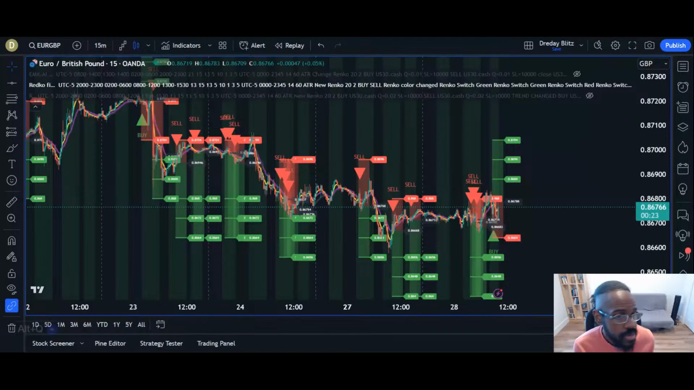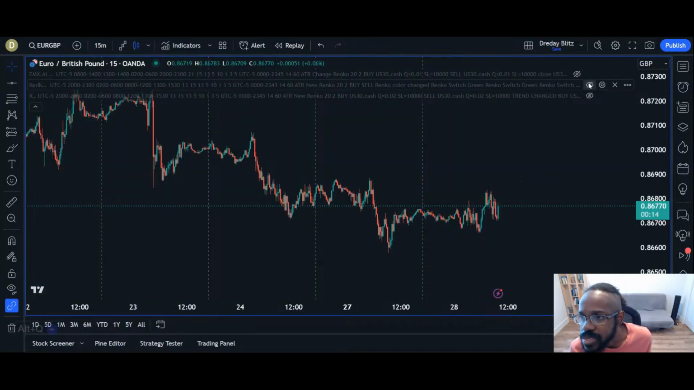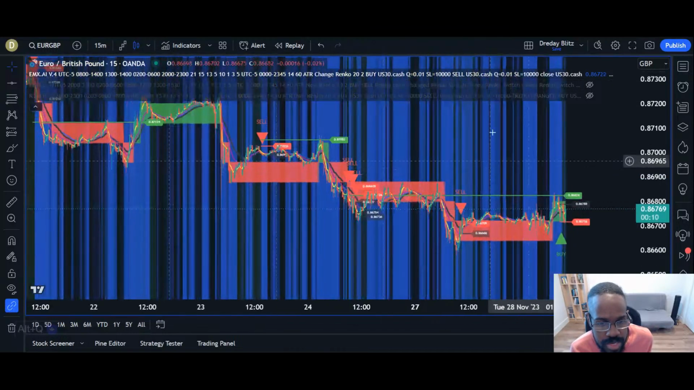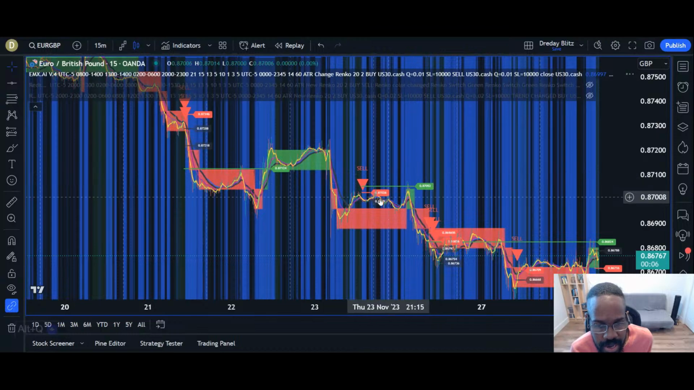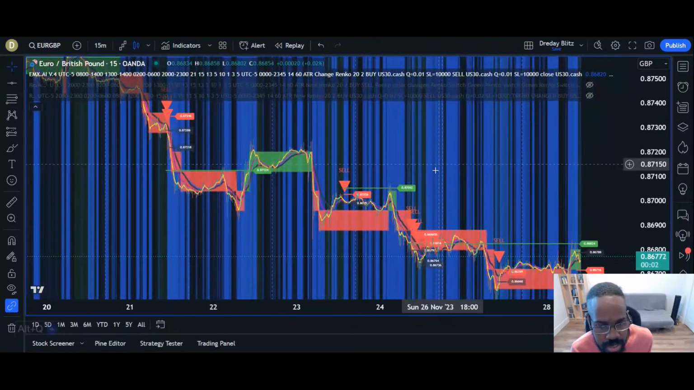Okay, great. All right, perfect. Let me go back. I'm just going to remove this and open this. So this is the version 4, EMX AI version 4. That's what you're currently using, Leon.